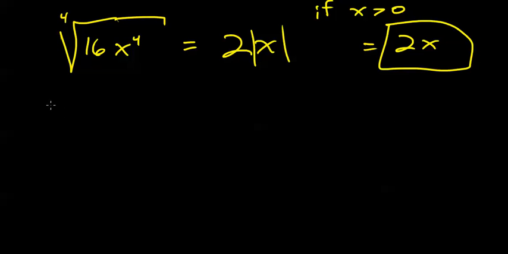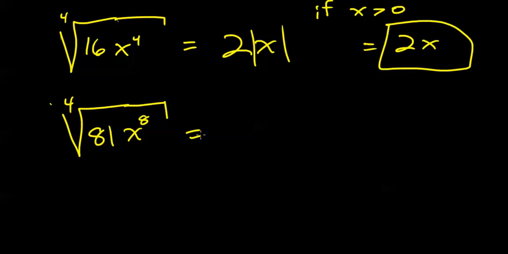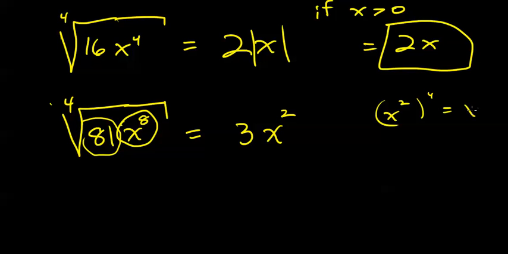Let's see, the 4th root of 81 x to the 8th power. Well, as you might realize, we can take the number first. The 4th root of 81 is, of course, 3, because 3 to the 4th power is 81. The 4th root of x to the 8th power, that's x squared, because x squared to the 4th power is indeed x to the 8th. So be sure to convince yourself that the 4th root of x to the 8th is x squared. 3x squared is the return there.